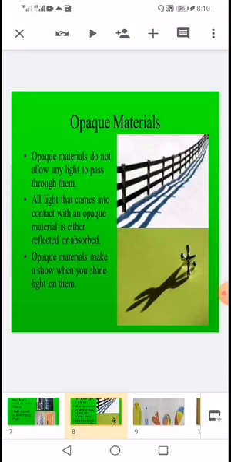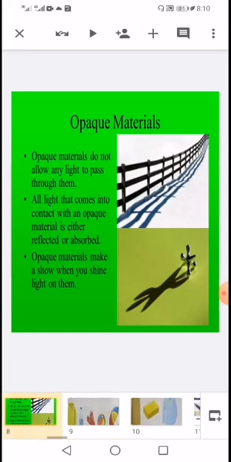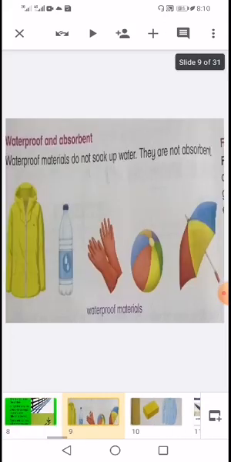Opaque materials do not allow any light to pass through them. All light that comes into contact with an opaque material is either reflected or absorbed. So those materials which do not allow light to pass through them are called opaque materials. The next property of material is waterproof and absorbent.